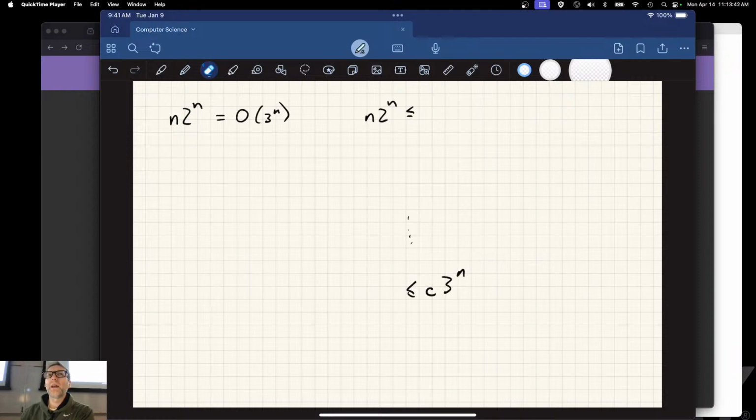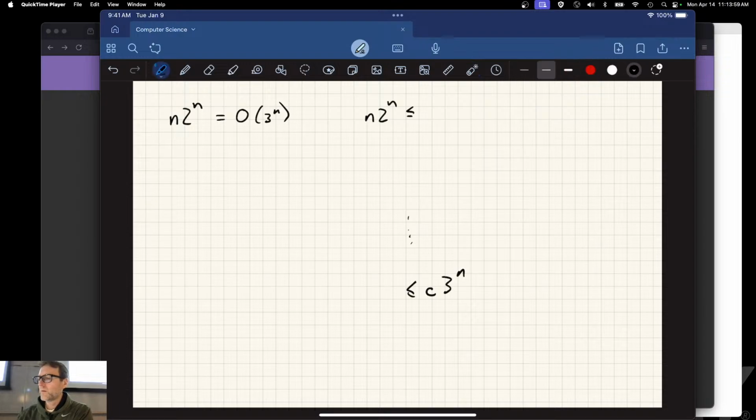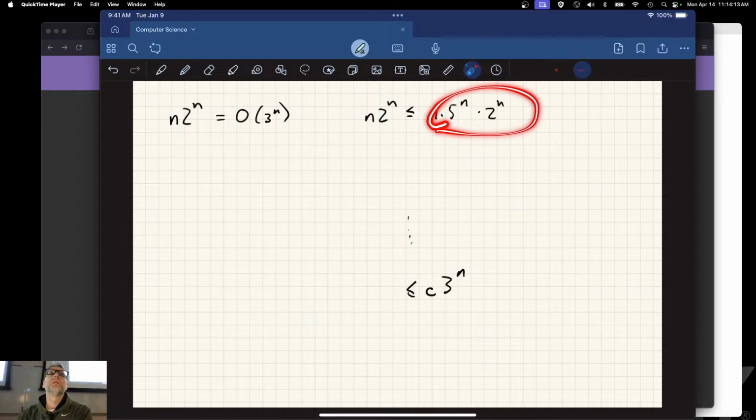I really want to fold that n into 2 to the n. How can I do that? Or more precisely, what could I make n to make it look like this? What about the following? Well, here, 1.5 to the n times 2 to the n. What is that equal to? 3 to the n, right? That would work, but is that inequality true?